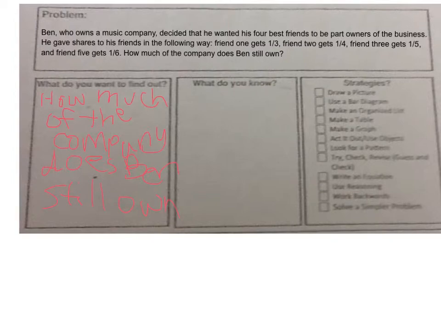The next box says, what do you know? Well, we know that friend 1 gets 1/3, friend 2 gets 1/4, friend 3 gets 1/5, friend 4 gets 1/6. Out of the strategies we have, we choose the strategy, write an equation. There's an X in that box.